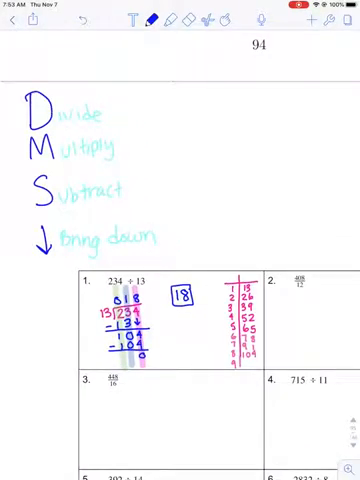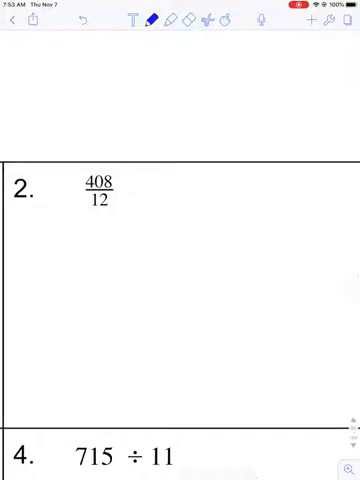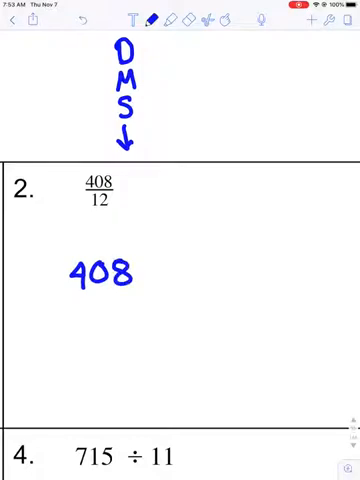We're going to keep doing this and keep looking at the next couple problems together. So let's look at problem 2. Just so I can see it, I'm going to write the long division steps here: divide, multiply, subtract, bring down. So I'm going to set this up as 408 on the inside and 12 on the outside. This is read as 408 divided by 12.